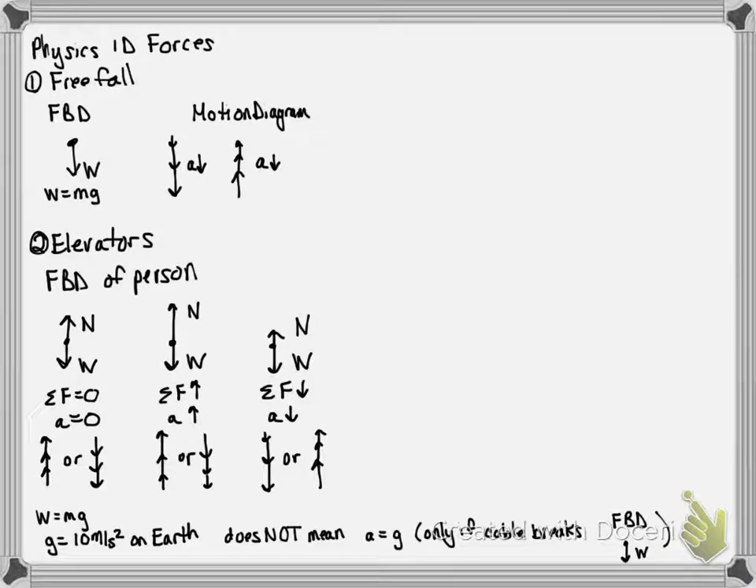The only time that a equals g is if that cable breaks. Because if the cable breaks, then what does your free body diagram become? No more normal force, right? Or no more tension on the cable, but just your weight vector pointing down. In other words, the only way a would equal g is if that cable breaks. And then you just go back to our first example with free fall. Then they would just be in free fall.